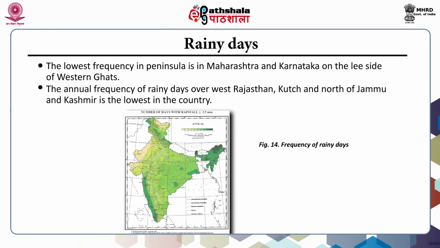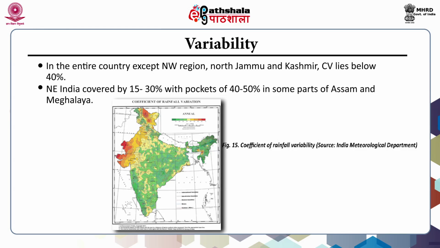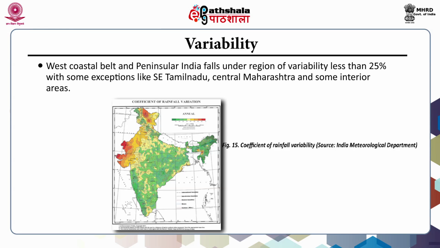The annual frequency of rainy days over West Rajasthan, Kutch and north of Jammu and Kashmir is the lowest in the country. In the entire country except the northwestern region and north Jammu and Kashmir, variability lies below 40%. Northeastern India is covered by 15 to 30% with pockets of 40 to 50% in some parts of Assam and Meghalaya. The west coastal belt and peninsular India fall under the region of variability which is less than 25%, with some exceptions like southeastern Tamil Nadu, central Maharashtra and some interior areas.